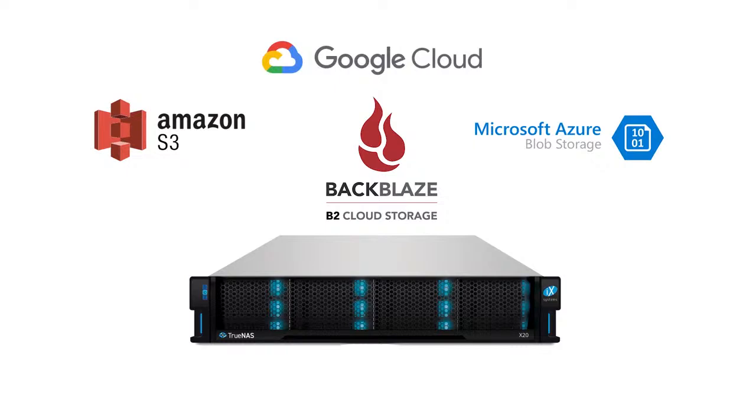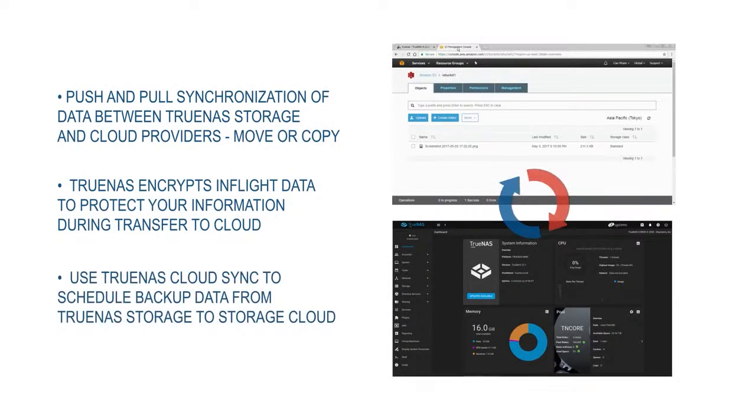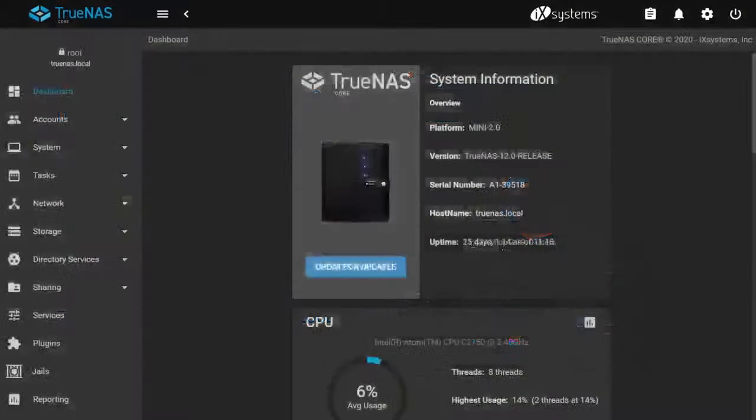Integration with the cloud can keep your data safe from local disasters through the TrueNAS Cloud Sync feature. The replication process can be done with the push and pull synchronization of data between a TrueNAS storage system and a compatible storage cloud. TrueNAS encrypts in-flight data to protect your information during the transfer. We'll go ahead and configure Cloud Sync to connect with a cloud bucket. The Cloud Sync feature available on TrueNAS allows you to schedule regular backups from TrueNAS to your cloud.